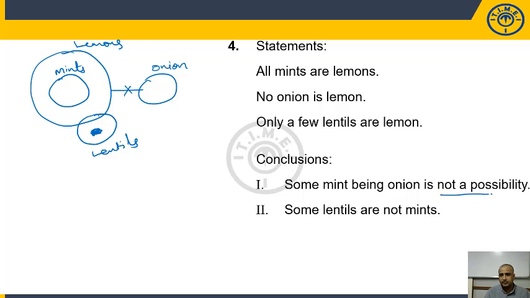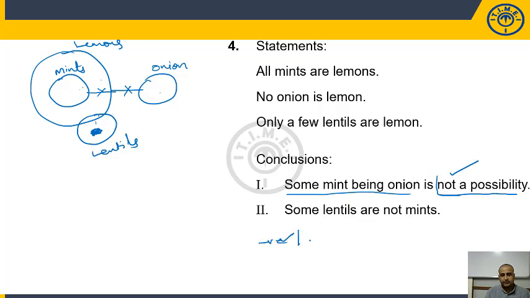It is about not a possibility. Okay. The given conclusion is some mint being onion. Is it possible? Can we form a relation between mint and onion? No. Because mint is within the lemon, and between lemon and onion there should be no relation. So between mint and onion also there should be no relation. Not possible. So it is true. Next, some lentils are not mints. Is it true? Yes, true. But it is a negative conclusion.